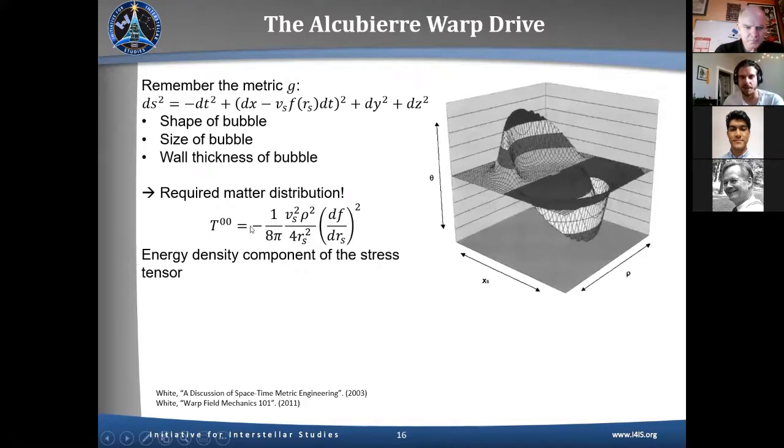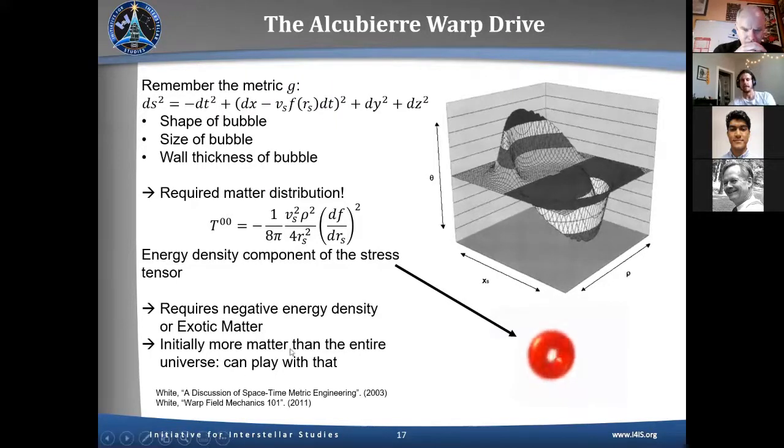The problem then arises from this negative sign, because it tells you that to create this kind of bubble, you need a negative energy density or a negative mass. And this is also called exotic mass. And the initial results of Alcubierre indicated that you would need a more negative mass than there is in the universe. So initially it's like, okay, this is interesting, but kind of useless.